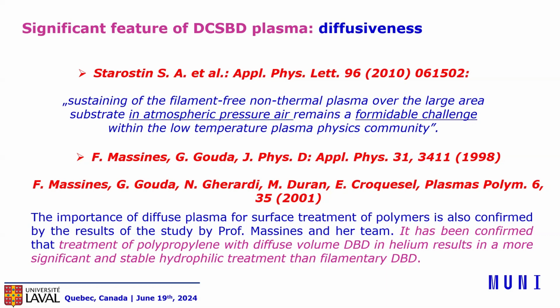And also, based on the results of the research group of Professor Massines from France, in these papers there was a comparison between the treatment of polypropylene by diffuse DBD and filamentary DBD, and it was confirmed that diffuse is much, much more effective for the treatment.